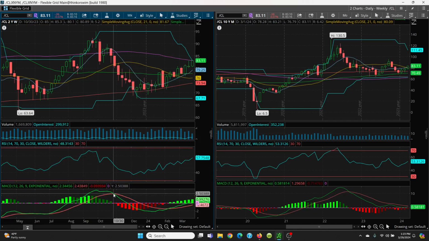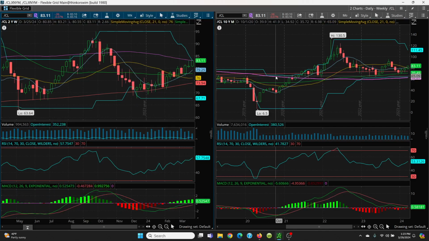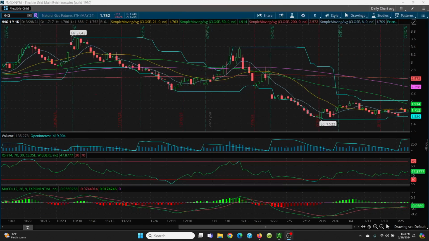Your MACD shows good momentum. Your green is above your red. Very, very, very bullish. So any pullback in crude is a buying opportunity. Let me just put it that way. All right, let's take a look here at natural gas.